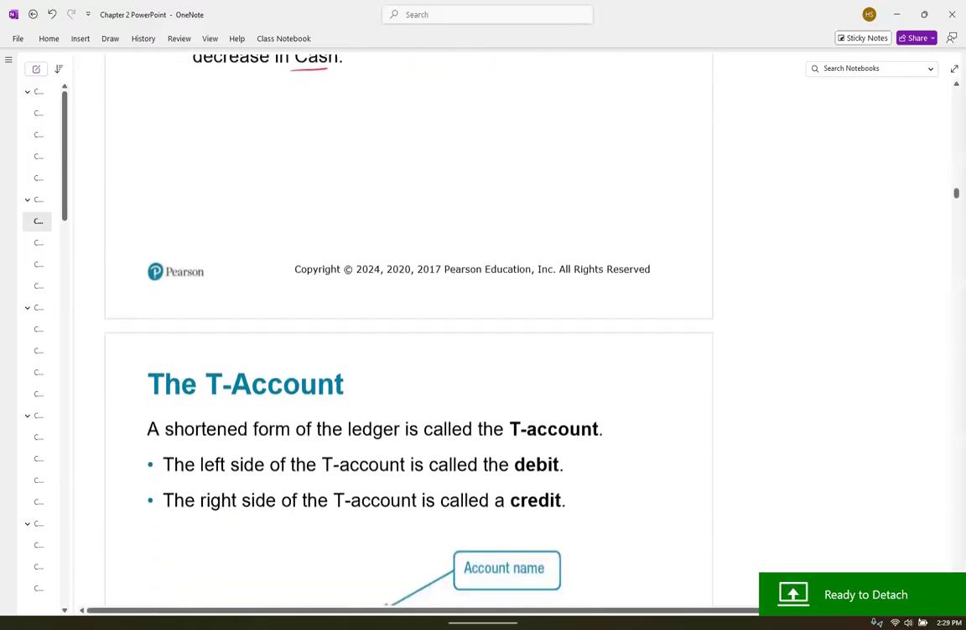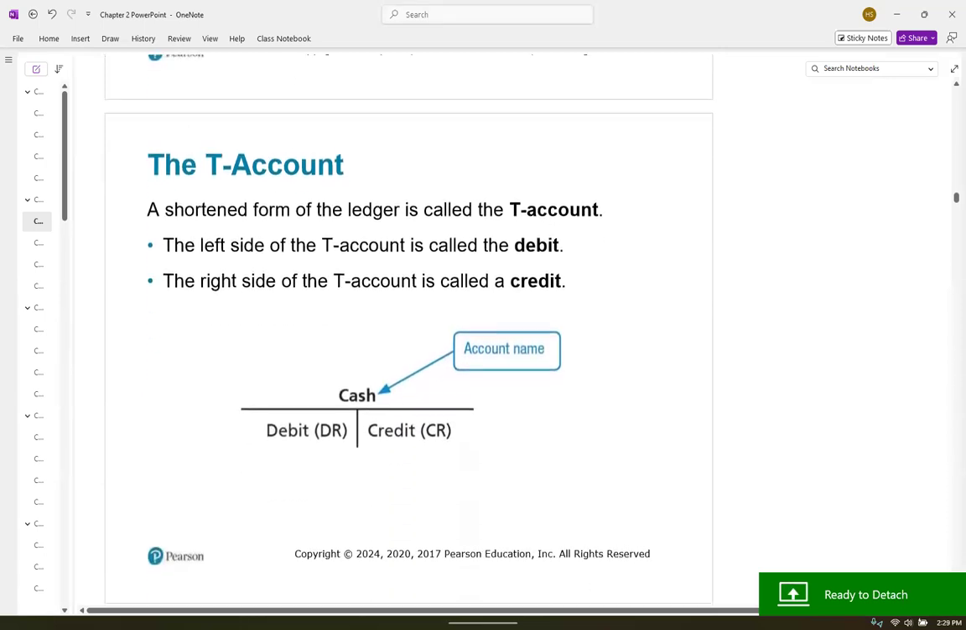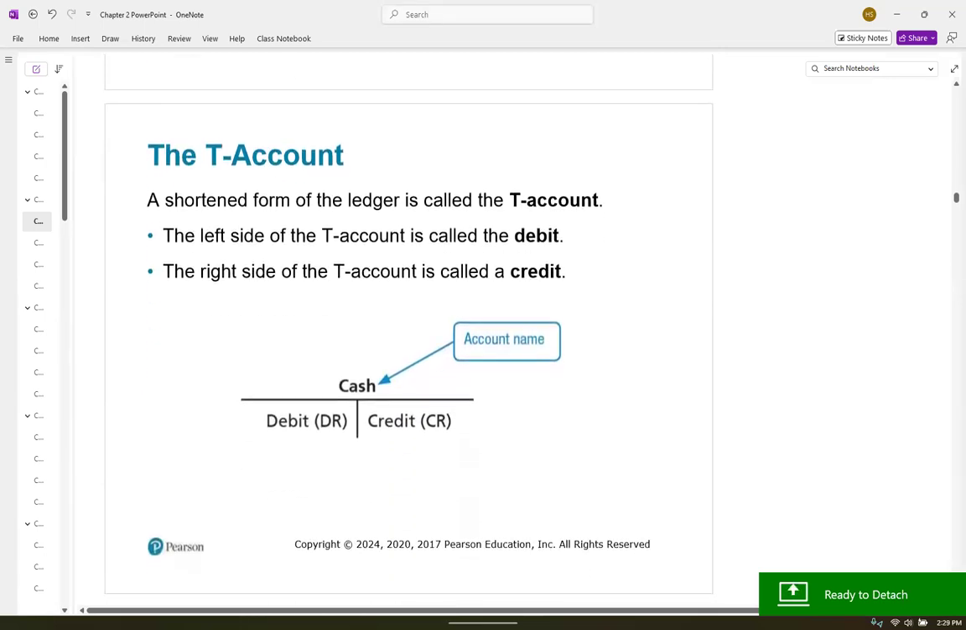So we use T accounts in accounting. We love our T accounts. If you are an accounting major and you go out into the real world, you're probably not going to see the T accounts, but there are a lot of people who will take a scratch piece of paper and write a T account out to understand a journal entry. So let's talk about debits and credits.